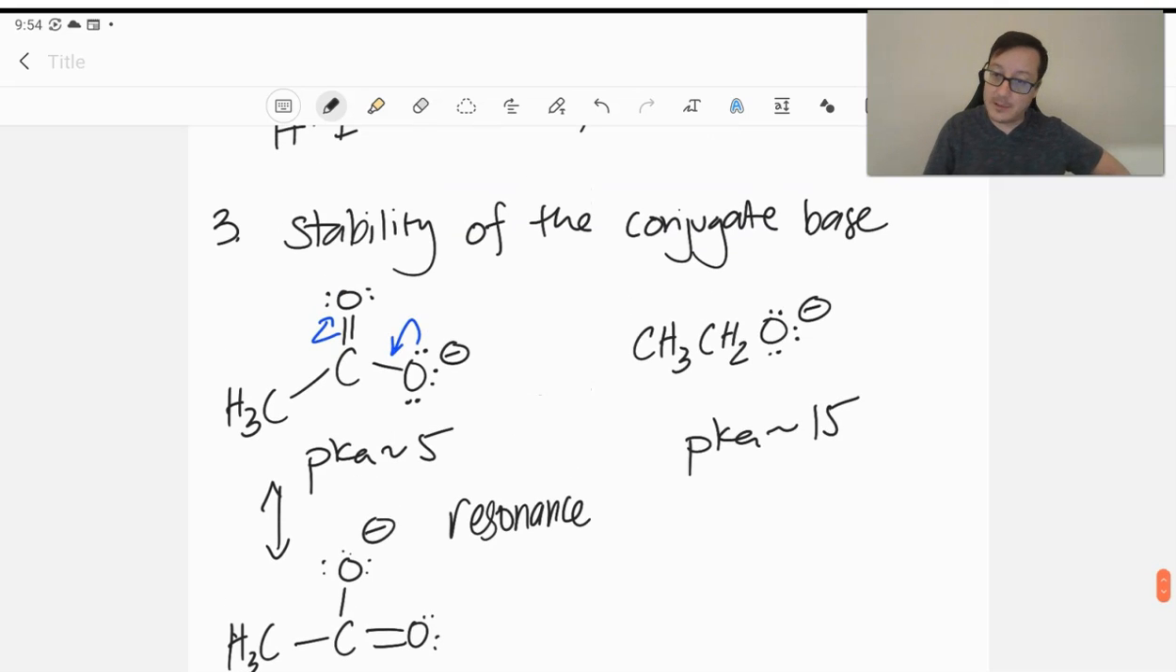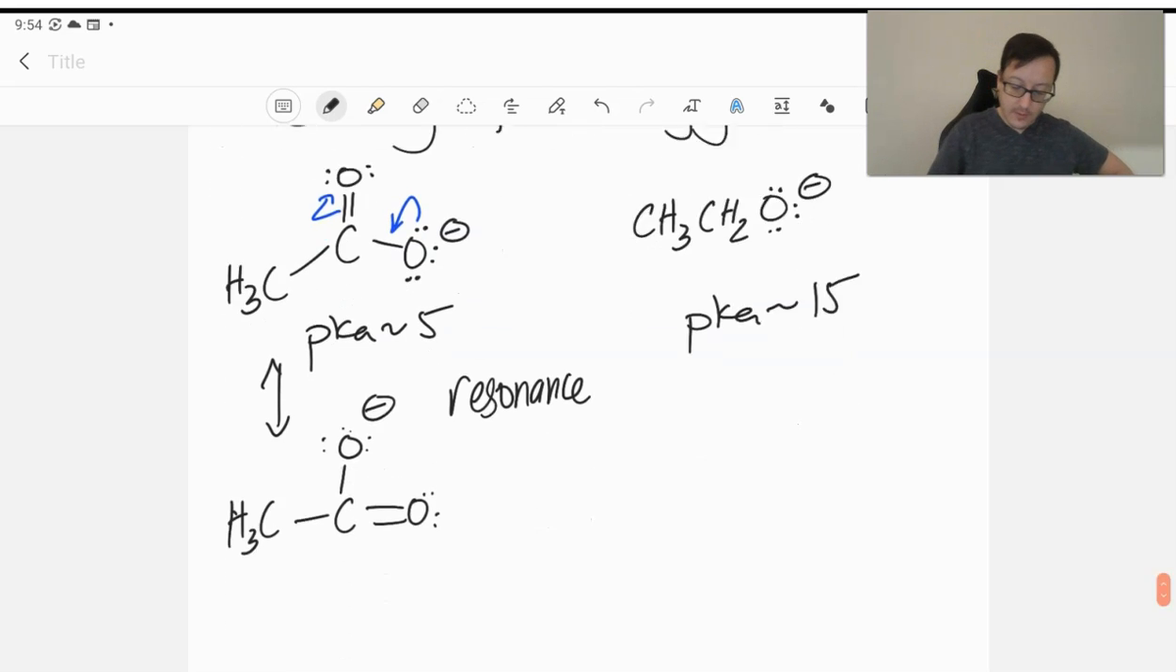So if you can stabilize the conjugate base, like through resonance, for example, in OChem you'll learn a lot more ways of looking at the stability of the conjugate base, but resonance is a big one. And you can see here already, that's a 10 to the 10 difference in their acidity. That is a 10 billion difference in their acidity. So acetic acid is much more acidic than ethanol is. All right, so the stability of the conjugate base is also a factor here.